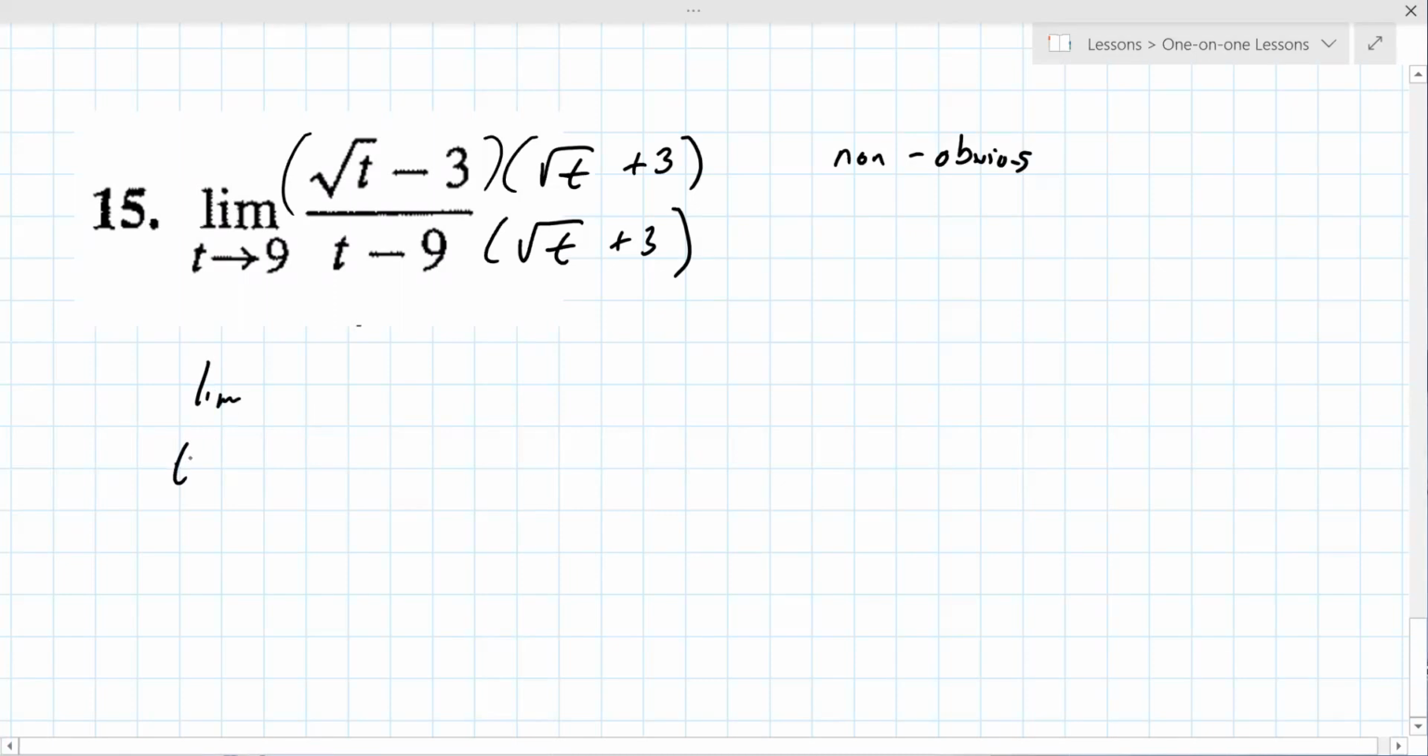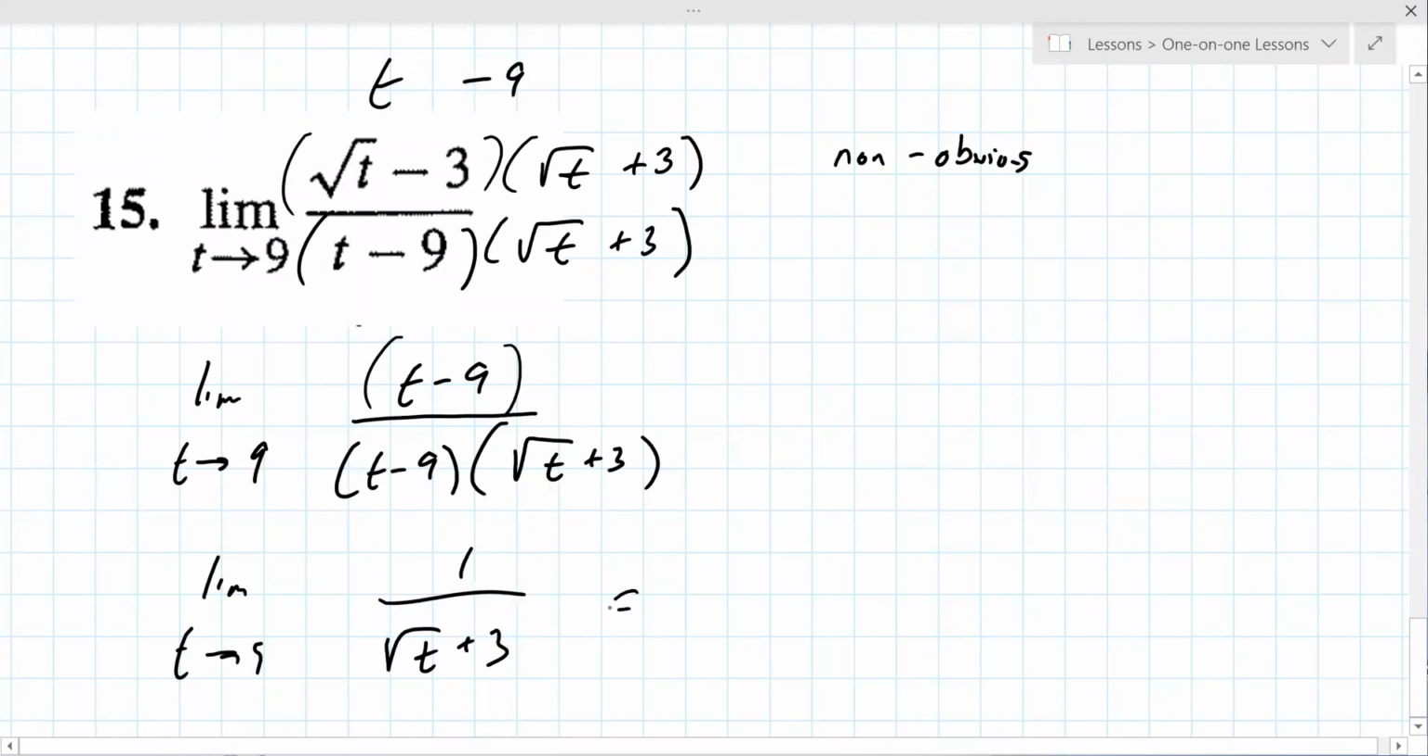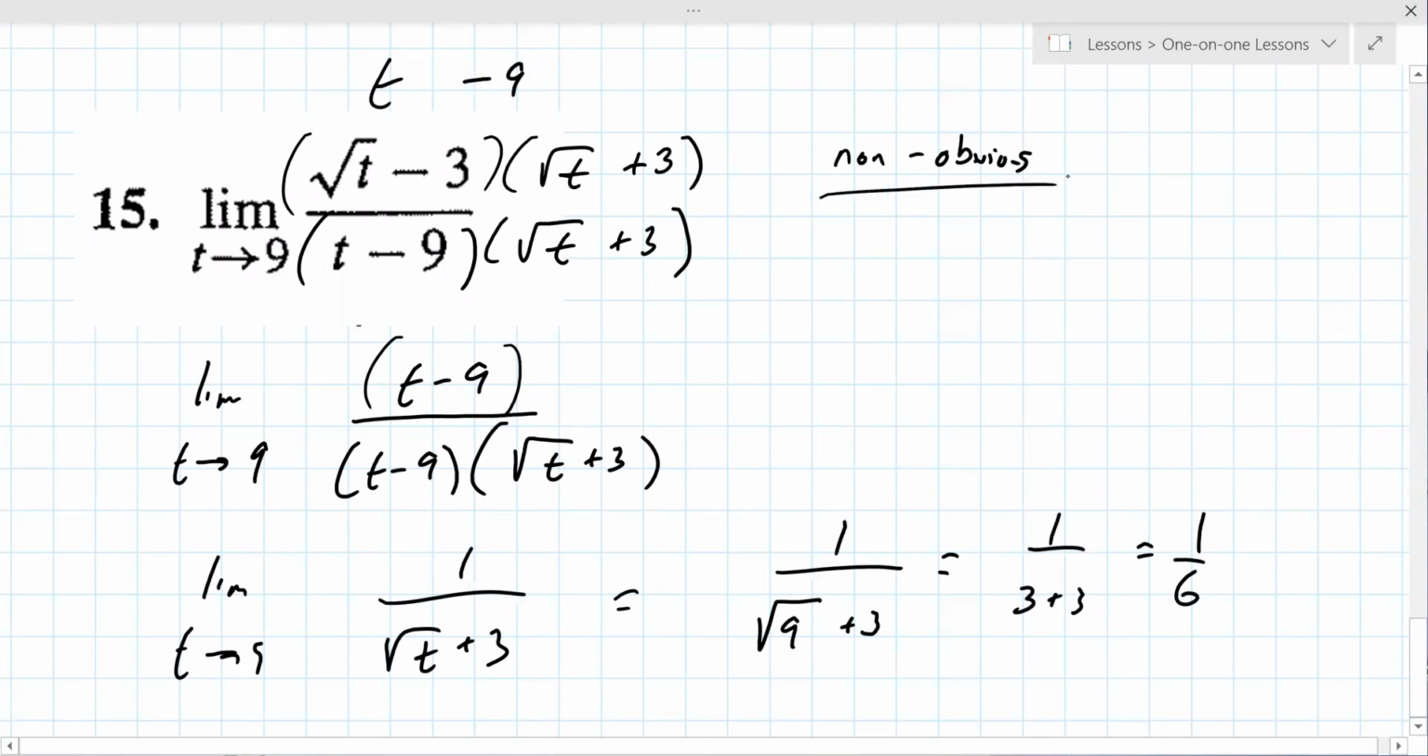So up top, when you FOIL, you get t minus 3 square root of t plus 3 square root of t minus 9, so you get t minus 9 up top. On the bottom, you get t minus 9 times square root of t plus 3. And look at that, those cancel. So you get the limit as t approaches 9 of 1 over square root of t plus 3. And then you can actually put that number in. So it's 1 over square root of 9 plus 3, 1 over 3 plus 3, which is 1/6. Again, non-obvious. There are many other problems where there are non-obvious things to do until someone tells you to do them.